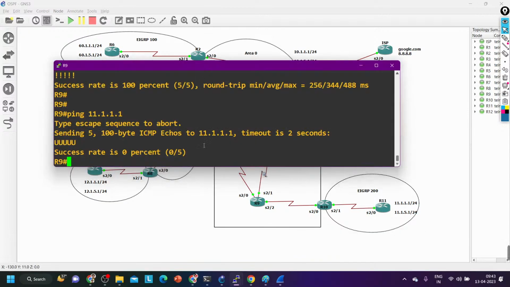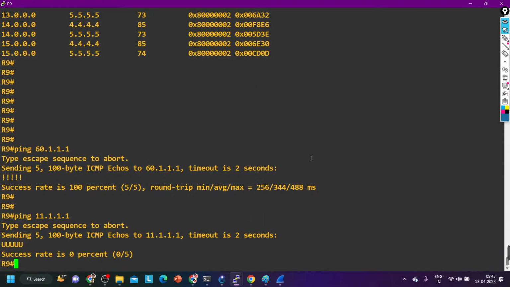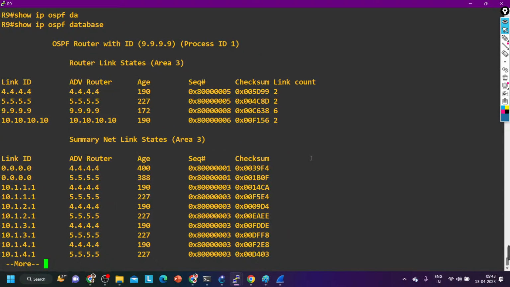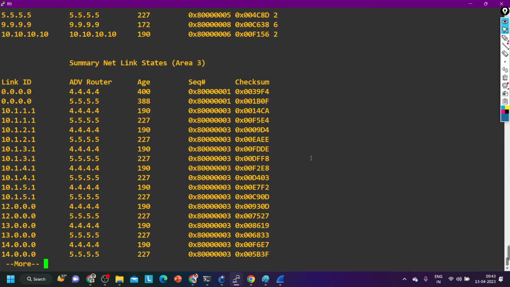Now router number 9, see the database. So show IP OSPF database. Still the size of the database is large because of LSA 3.